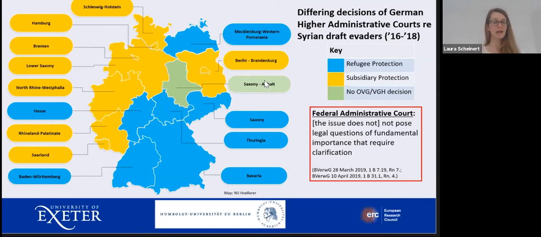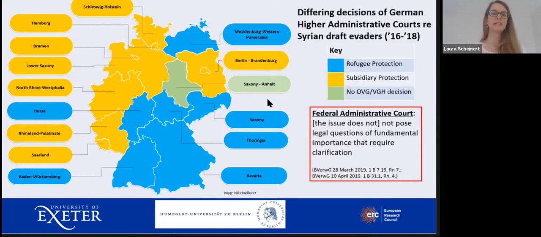But this difference in outcome is important for two reasons. The first is that asylum seekers in Germany are distributed to the federal states by a key, the so-called Königsteiner Schlüssel. And this key does not allow any, or only very limited, choice by the asylum seeker and subsequently appellants as to which federal state they can go to.